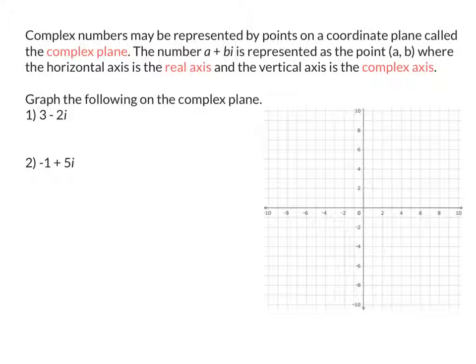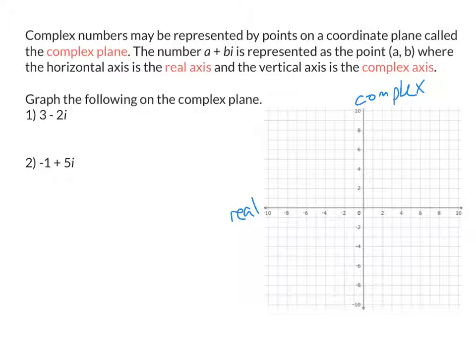So if we have a plus bi, we have a real component and an imaginary component. A is real, and b is the imaginary component because it is multiplied by the imaginary unit i. So we can represent this as the point (a, b). The horizontal axis, instead of being the x-axis, is now our real axis. And what used to be the y-axis, the vertical axis, is now our imaginary axis.